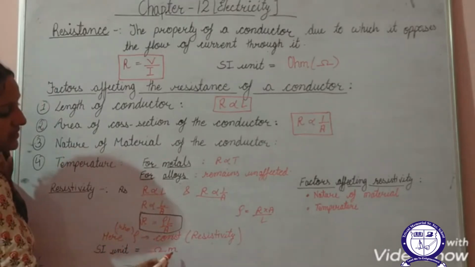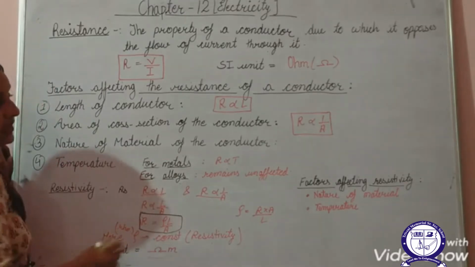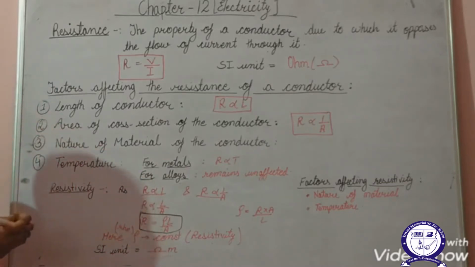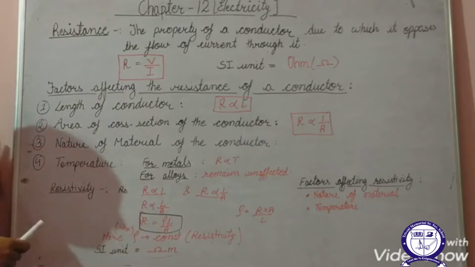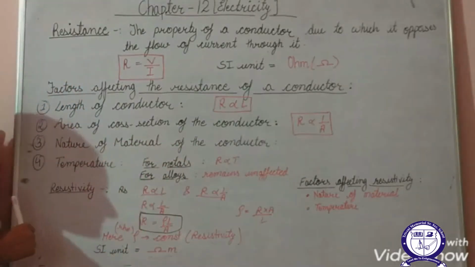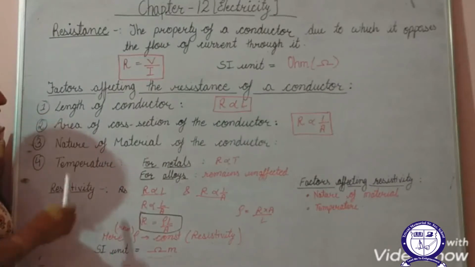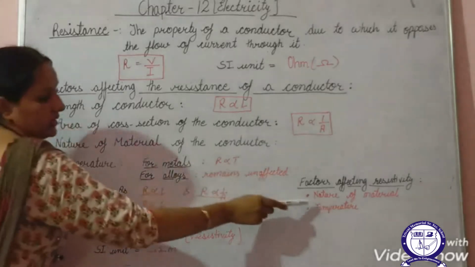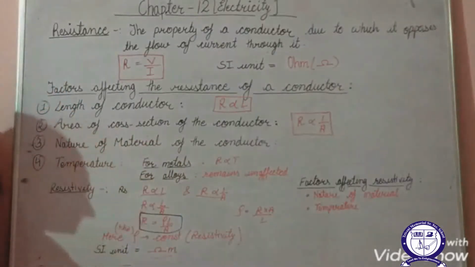Next is the SI unit of resistivity. The SI unit of resistivity is ohm meter. If we talk about the factors affecting resistivity, then resistivity only depends on two factors. One is the nature of the material and the second is the temperature. Resistivity will not depend on the length of a conductor or the area of cross section. It will only depend on these two factors.